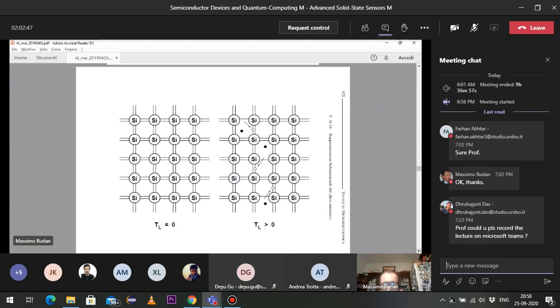Besides, this cannot happen in a conductor. In a conductor, you have free electrons, but there is no possibility for these tunnel effects to happen and provide a contribution also through the holes. So in a conductor, you have only electrons moving around. In a semiconductor, you have both electrons and holes.